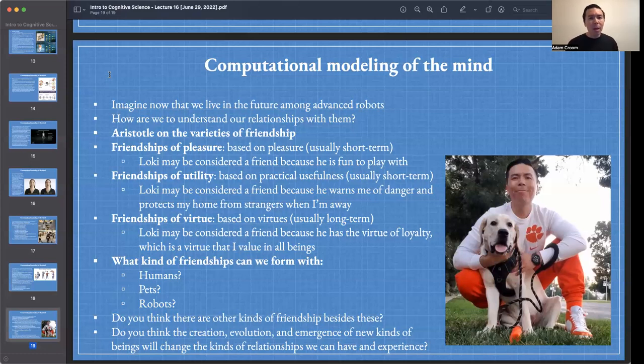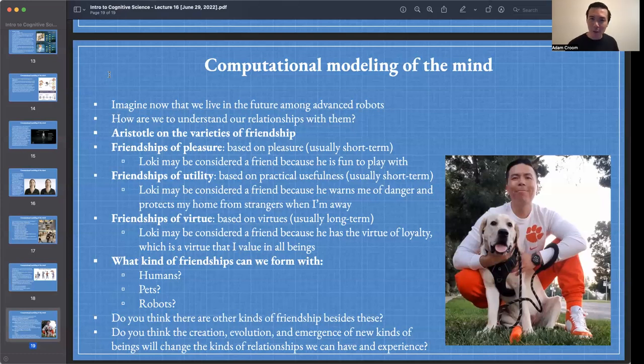Okay, so for this last slide, I just want to introduce Aristotle and the varieties of friendship. But of course, this is just to open the topic for thought and discussion. You may consider another framework for friendship in your own investigation of how to articulate the relationship between humans and robots. Okay, maybe you are a Kantian, or maybe you're a utilitarian. There are possible ways to articulate the nature of friendship.